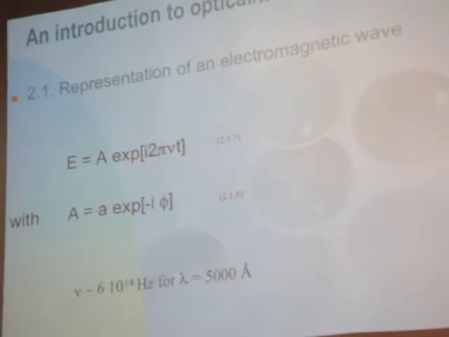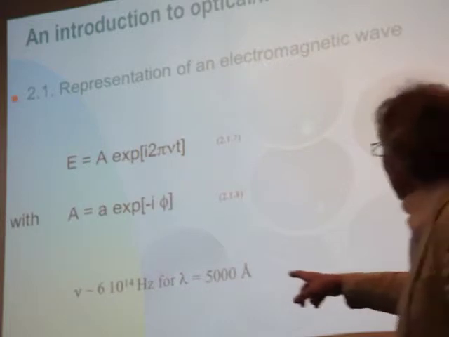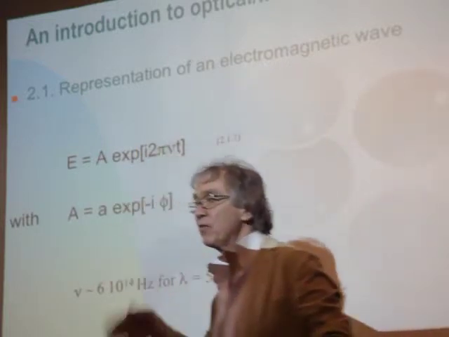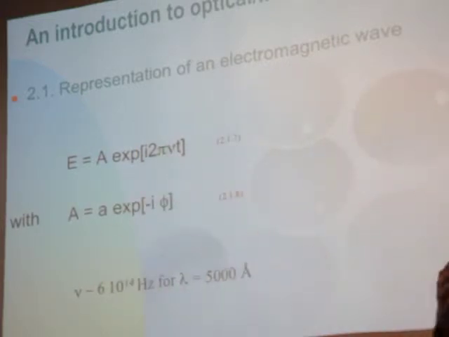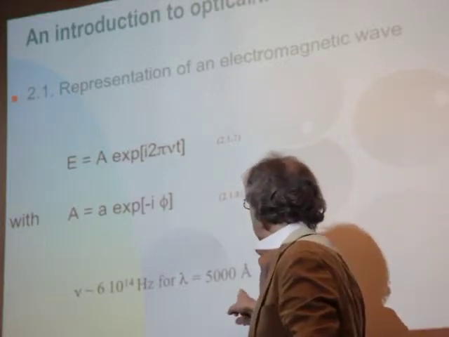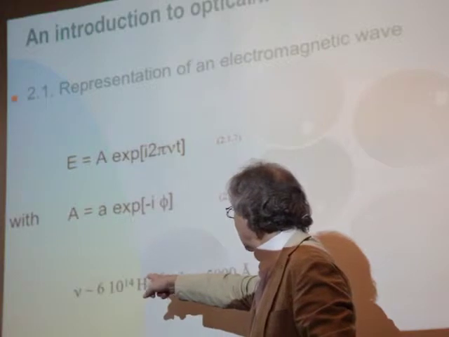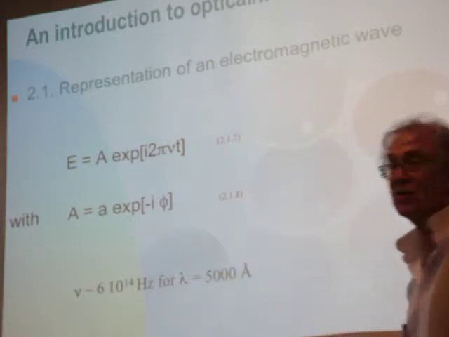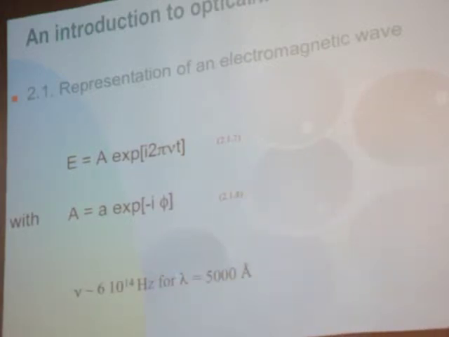Okay, well, as I say, it's impossible to measure, as a function of time, the electric field at optical wavelengths, because the associated frequency is much too high. So for instance, for visible light, wavelengths of 5,000 angstrom, the frequency is 6 times 10 to the 14 hertz. So it's varying so rapidly that it's impossible to measure.